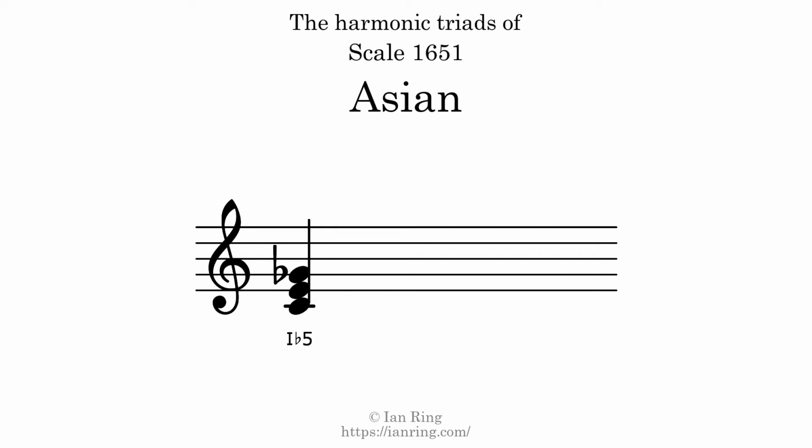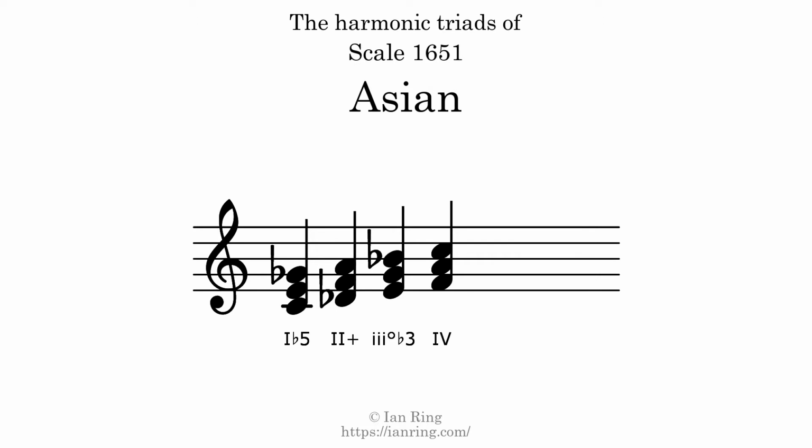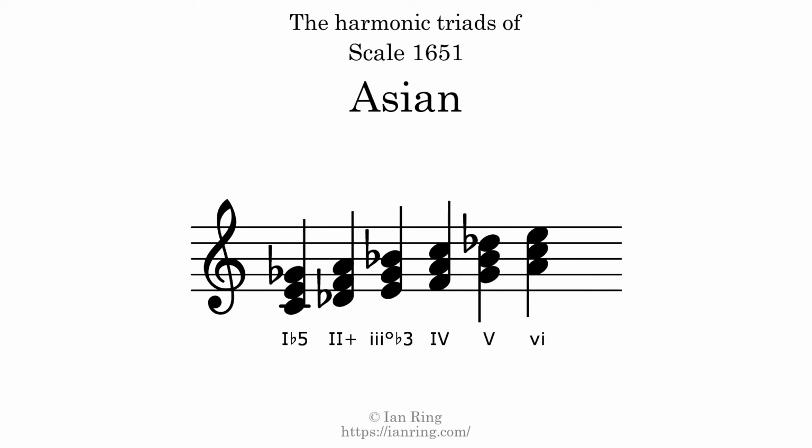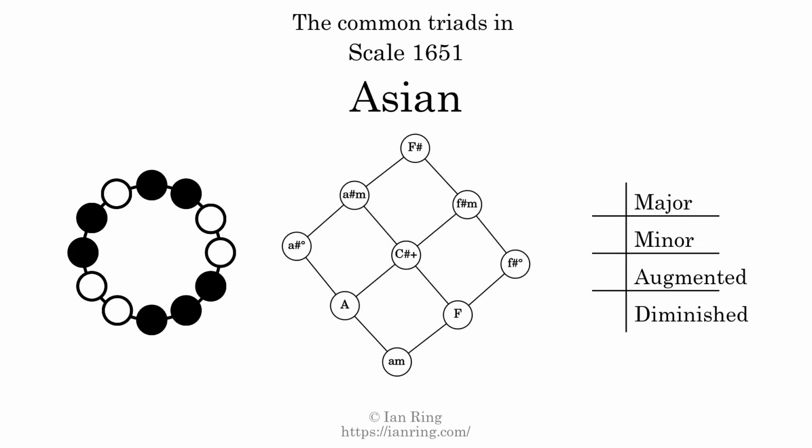Major flat 5. Augmented. Diminished flat 3. Major. Major. Minor. Minor. Here are the common triads present in this scale. The diagram in the center is a graph of parsimonious voice leading between triads. There are 3 major triads. There are 3 minor triads. There is 1 augmented triad. There are 2 diminished triads. Here is a Hamiltonian path of parsimonious voice leading that uses all the triads.